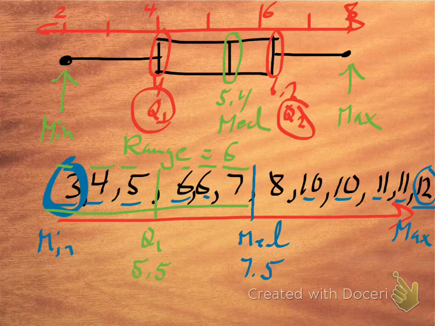Okay, for quartile 2, I'm going to put bars over the top 2, and I get 10 and 11. So right here is quartile 2, and that one comes out to be 10.5. Okay, then to make a box and whisker graph out of this, I would take a number line.